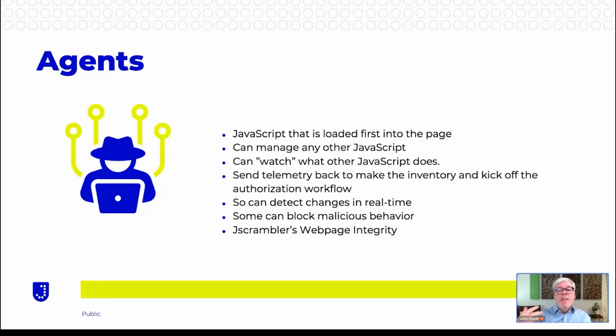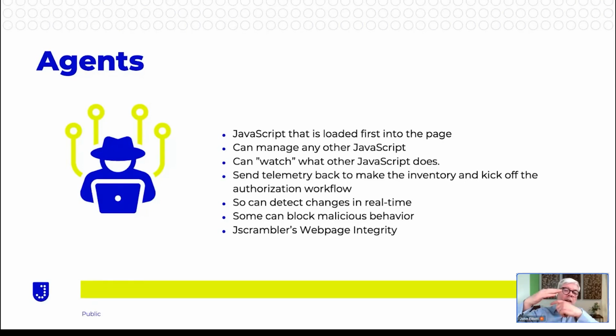The great thing is then that the agent can send telemetry back to you, so you can see if there are any problems. You can see when changes happen. You can kick off authorization workflows if anything changes. The great thing is you detect changes in real time because it's loaded into every consumer browser, so you don't have any of the problems associated with scanners, and it can block malicious behavior.